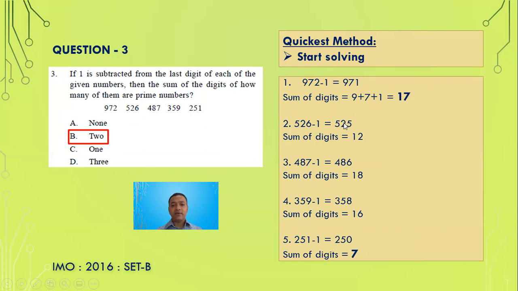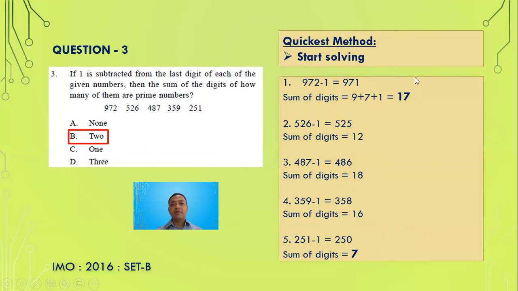526 minus 1 is 525. Sum of digits 5 plus 2 plus 5, 12. 487 minus 1 is 486. 8 plus 4, 12 plus 6, 18. 359 minus 1 is 358. 5 plus 3, 8. 8 plus 8 is 16. 251 minus 1 is 250. Sum of digits 5 plus 2 is 7. 7 plus 0 is 7, isn't it?